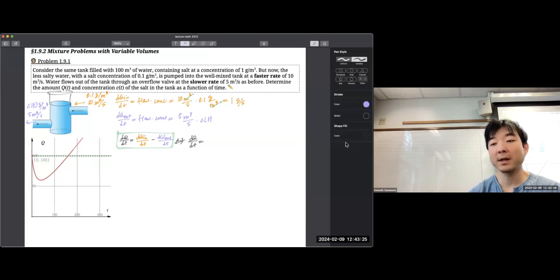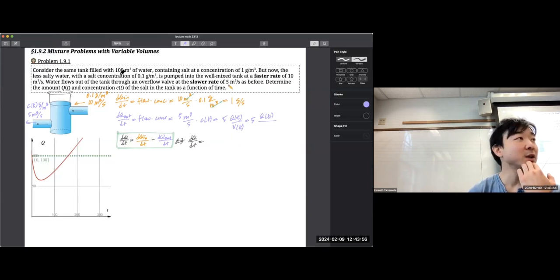So I'll just write this as 5 times C of t, which is the same as Q of t over V of t, right? And for sure, the Q of t we don't know because that's what we're trying to solve for. But the volume here used to be 100, right, before. But this volume is not staying fixed at 100 anymore. What is the volume as a function of time?